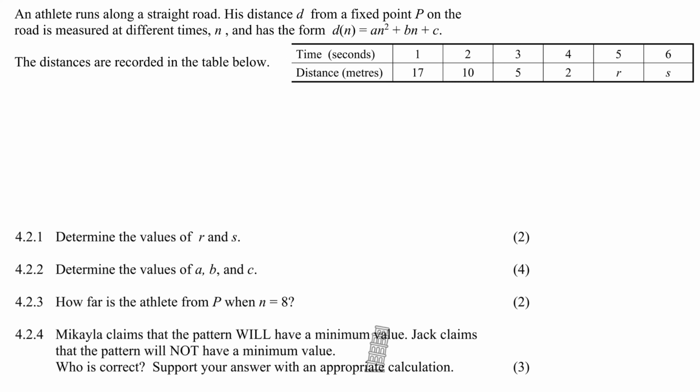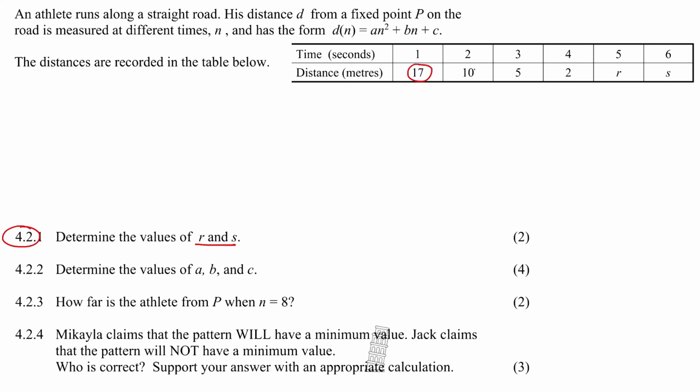An athlete runs along a straight road. His distance is given by the following equation. Okay, so all that this table gives us is that they give us the time. So at 1 second, he ran 17 meters. At T2, he ran 10 meters. So it's a pretty straightforward table. The first question says, determine the value of R and S.